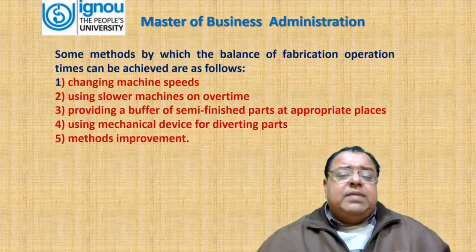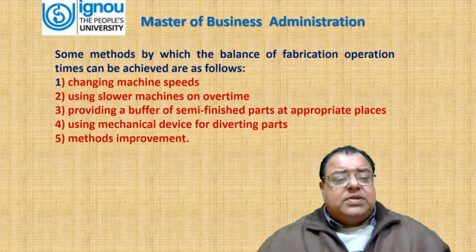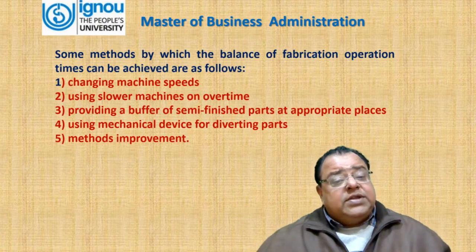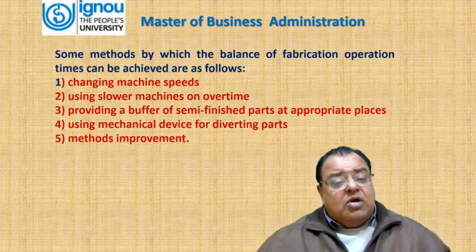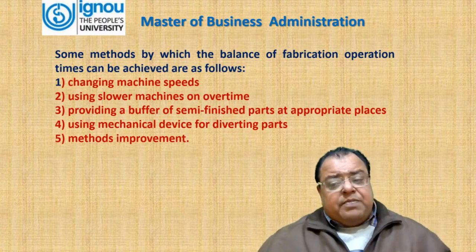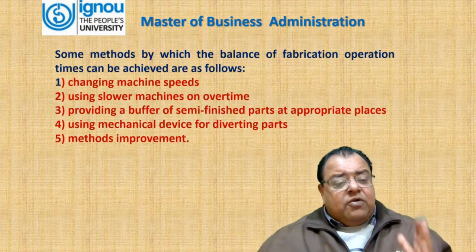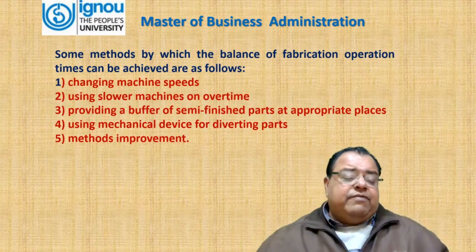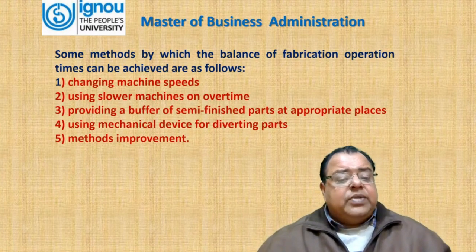Some methods by which the balance of fabrication operation times can be achieved are: changing machine speeds, using slower machines on overtime, providing a buffer of semi-finished parts at appropriate places, fourth, using mechanical devices for diverting parts, and the fifth one is improvement of methods.